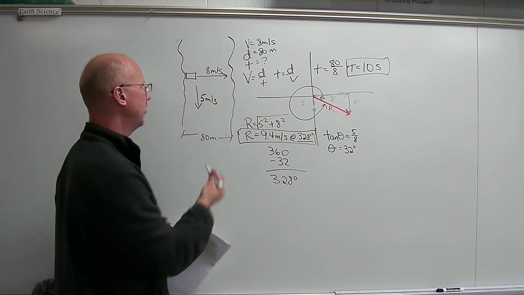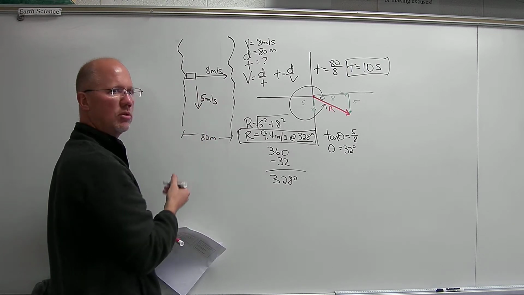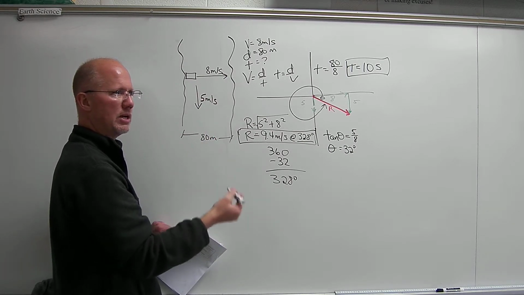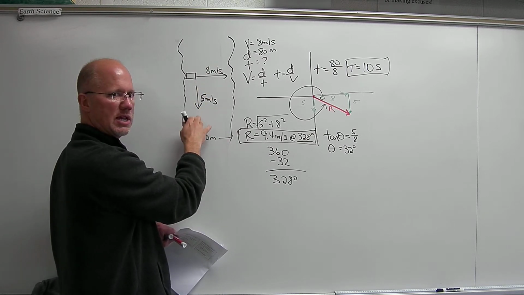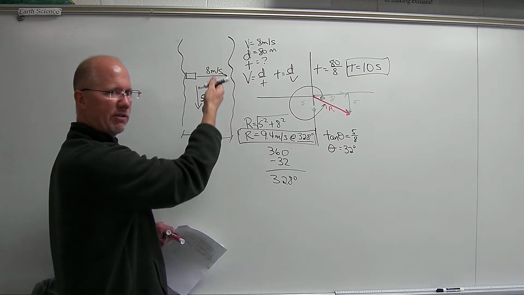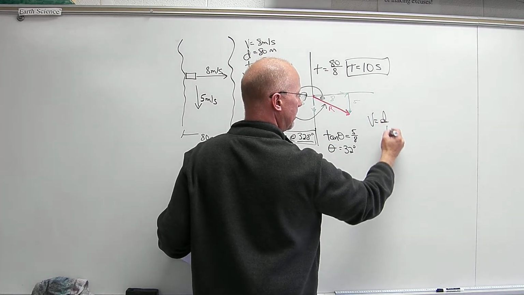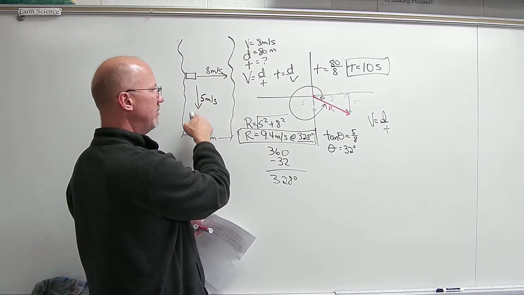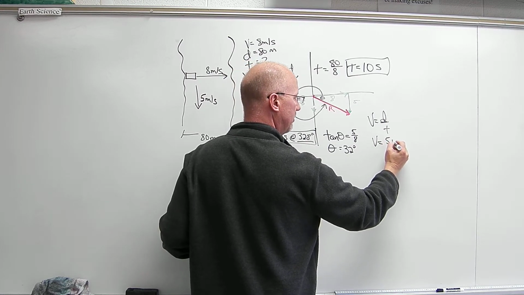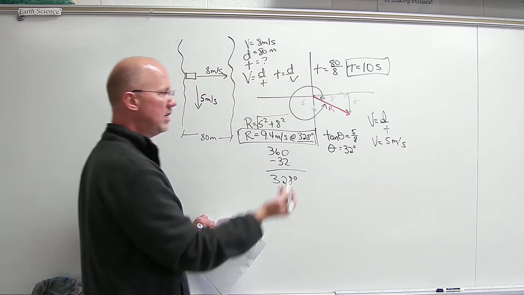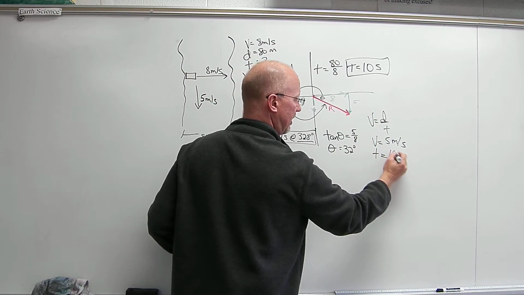The third question is, how far downstream will this boat end up? In order to do this problem, again, we're going to choose the vector pointed in the direction of the question. So if we're talking about downstream, we're going to use the downstream vector. To figure out how far downstream we are, we need to use our v equals d over t formula again, except this time the v is the velocity of the river. So v is equal to 5 meters per second. The d we don't know, and the t is equal to 10 seconds, which we just found.